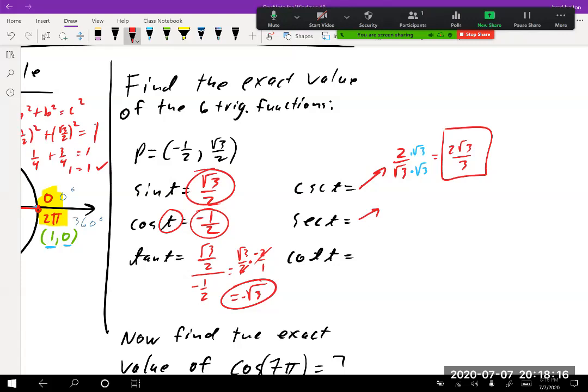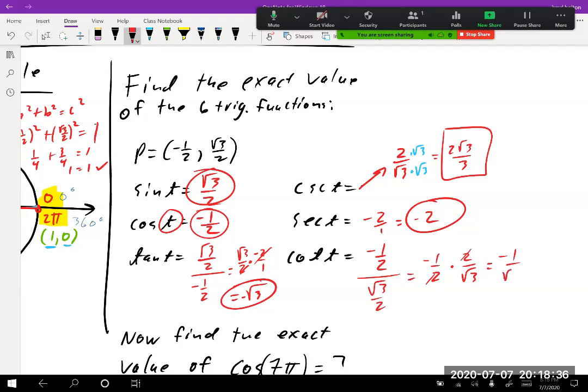Let's do this one right here. Oh, this one will clean up nice. This one will just be negative 2 over 1, which is just negative 2. Not too bad. Now cotangent is going to be negative 1/2 over square root 3 over 2, but that's going to be negative 1/2 times 2 over the square root of 3. Cancel, cancel. So this will be negative 1 over the square root of 3.